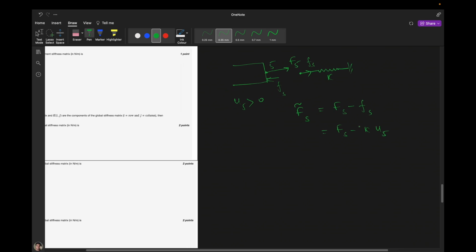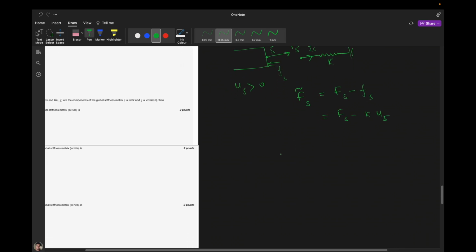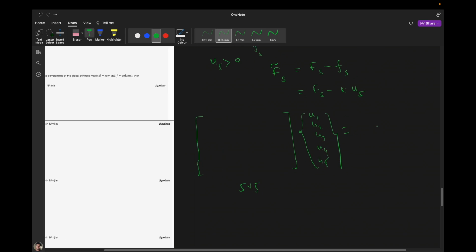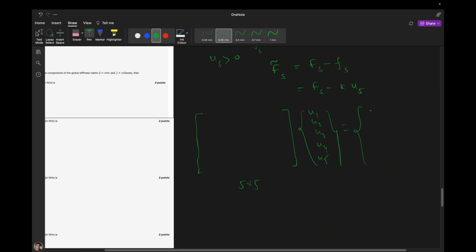Okay, so which means that if we create the global stiffness matrix, in this case that will be 5 by 5. Here it will be u1, u2, u3, u4, u5, and here it will be whatever the entry, 0 0 0 0, but at the place of Fs, what we have to write? Fs minus ku5.